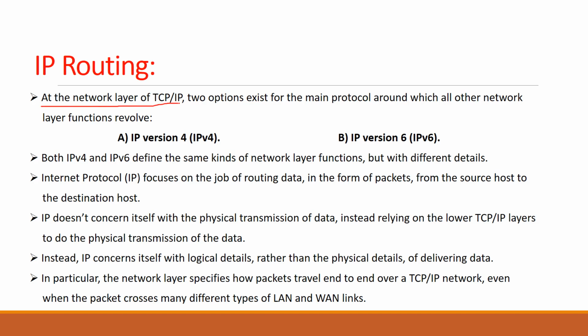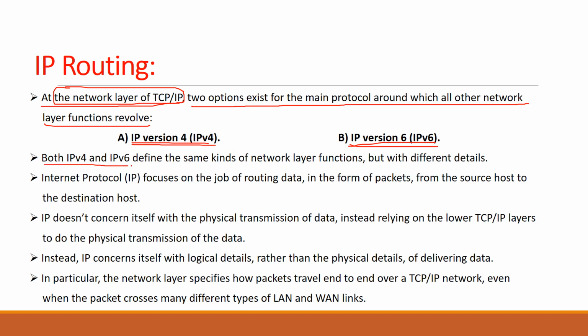So at the network layer of TCP/IP, two options exist for the main protocol around which all other layer functions revolve. What are these two options? Internet Protocol version 4 and Internet Protocol version 6. So the network layer of TCP/IP has only two options, IPv4 and IPv6.